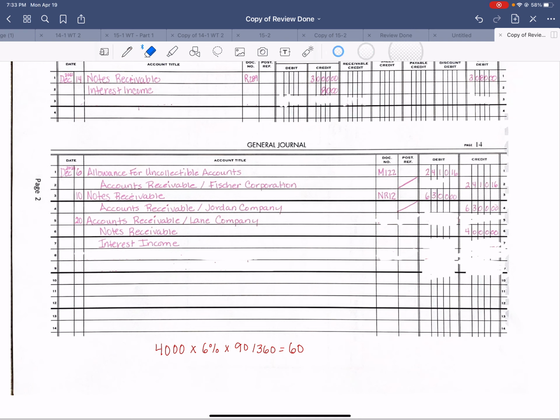So that will be our interest income, and that will be credited because our income is going up, which is a credit. The amount that Lane Company owes us is the $4,000 principal plus the $60 interest. So the amount they owe us is $4,060. So again, once they dishonor a note, it has to go out of the notes and back into the accounts receivable. Memorandum 125 for the document, and we would draw a diagonal line because we will be posting two things from that line.